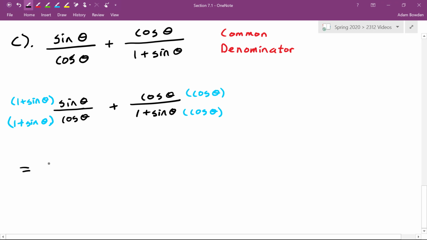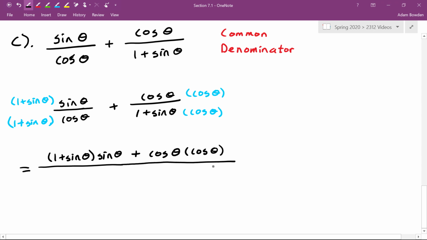What this is going to look like is we'll have 1 plus sine theta times sine theta plus cosine theta times cosine theta, all over 1 plus sine theta cosine theta. So now I've combined the two fractions together. I have the common denominator and the two numerators together. Now we need to do some cleanup here.